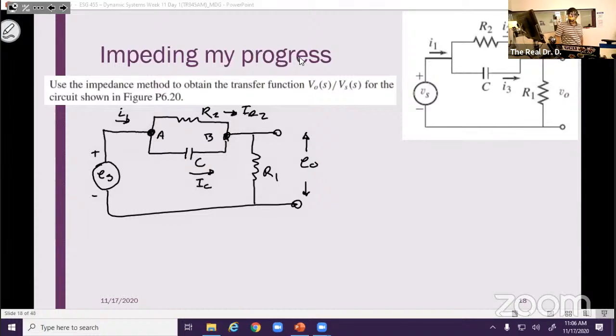So we're gonna use impedance, right? We're gonna use impedance because we were told to. Remember, use the impedance method. Okay, well, first thing that we can do is we can make an equivalent impedance for this. They're in parallel. They both have the same voltage drop. We can make an equivalent impedance, right? So we'll call this ZEQ1, okay?